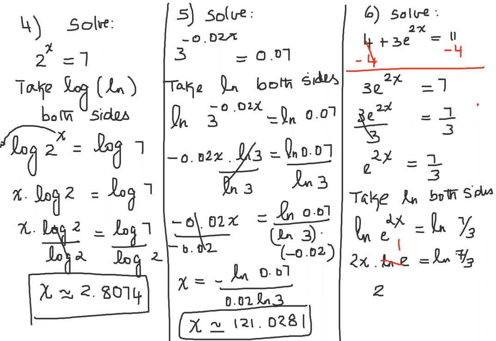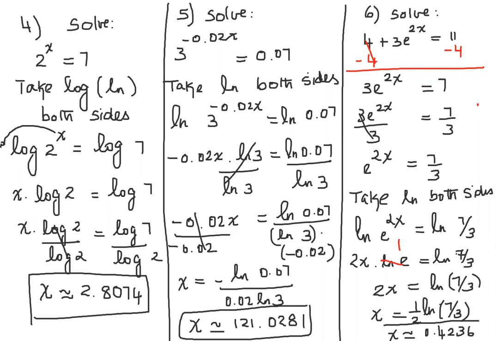So 2x equals ln of 7 over 3. Put this one on your calculator and divide by 2. So we get x equals 0.4236. Okay.